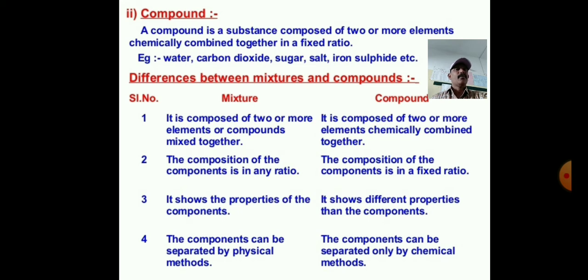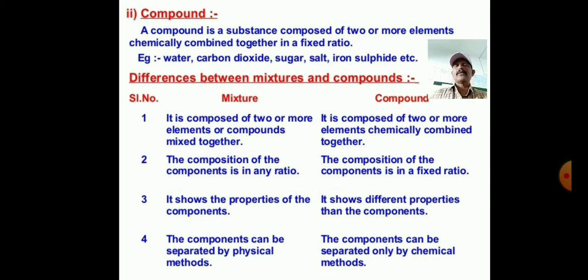Water is made up of two elements, hydrogen and oxygen. Carbon dioxide is made up of carbon and oxygen. Sugar is made up of three elements, carbon, hydrogen and oxygen. Salt is made up of two elements, sodium and chlorine. Iron sulfide is made up of FeS. Okay. So these are the different types of compounds, composed of two or more elements chemically combined together in a fixed ratio. So these substances we can call compounds.